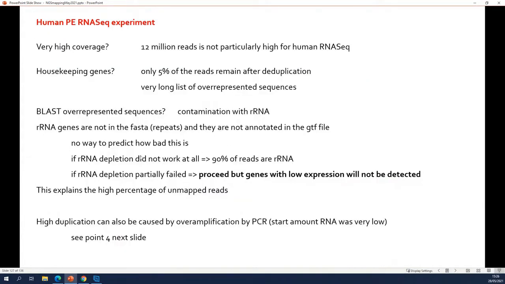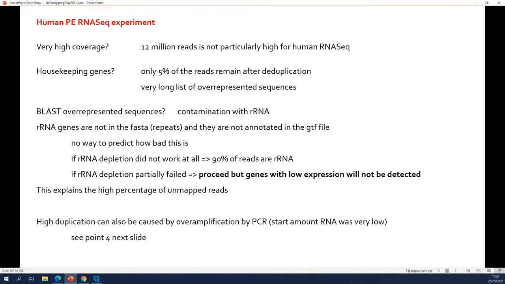If it just partly failed, the depletion of ribosomal RNA, you will still have messenger RNA left. And you could proceed with these data, but even there you will know upfront that genes with low expression levels, you will not see them. They will not be detected, because so much of the reads that were sequenced were ribosomal RNA. So, this is why these ribosomal RNAs do not map.